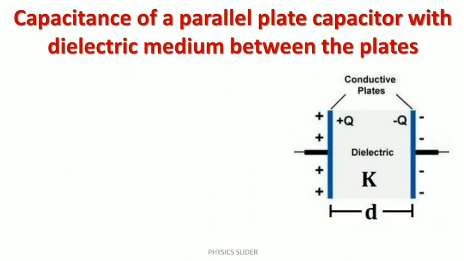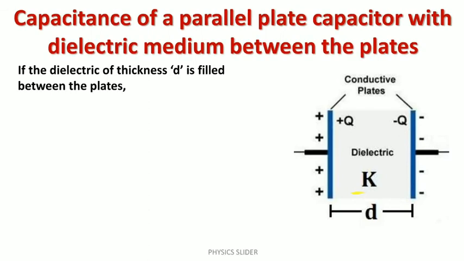Watch here. The dielectric of width D is filled between the plates. Then what happens? If the dielectric of thickness D is filled between the plates, then T is equal to D. The thickness of the dielectric material is equal to the gap between the plates. So put the value T is equal to D in the previous expression.